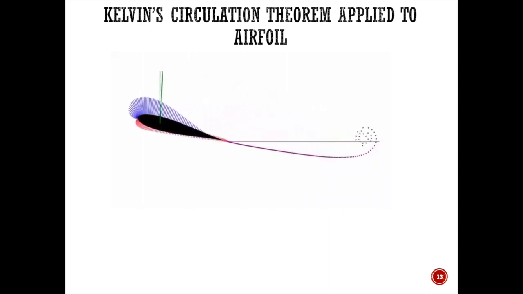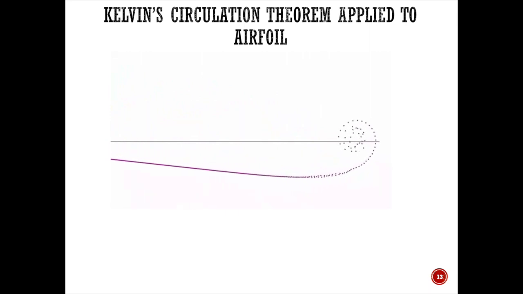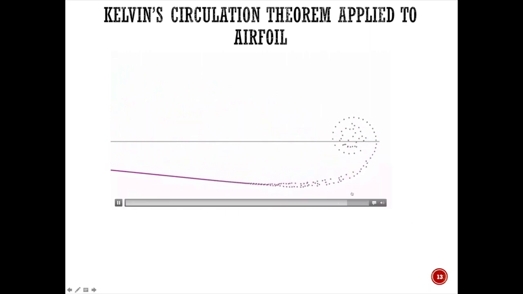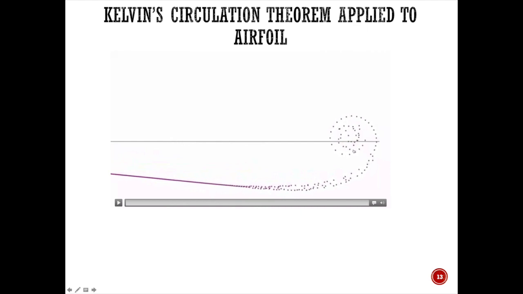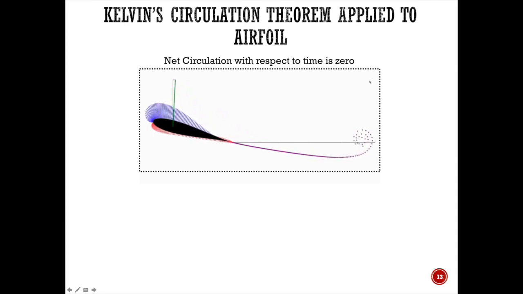So we're applying Kelvin's circulation theorem to the airfoil. Whenever you have an airfoil which is starting its motion from a stop position, this is what happens. Here is a numerical simulation. When an airfoil moves through air and starts, it creates what is called a startup vortex. Now, if we want to apply Kelvin's theorem, let's take a control volume around the airfoil. So we have the startup vortex in here.